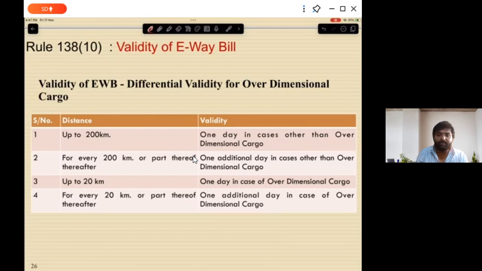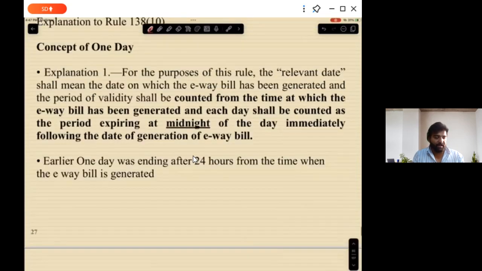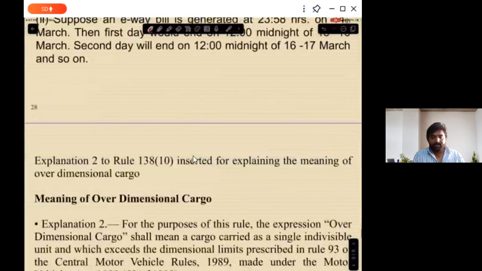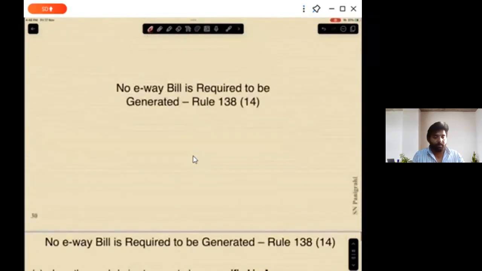The validity of my e-way bill will start only from midnight. This is again very interesting to understand. I have quoted some example. If you want to read, you can read this example. You will understand the situation as well. Very interesting. Now, I think this is again an important topic.